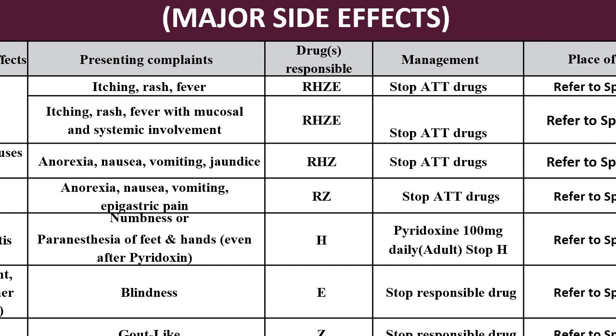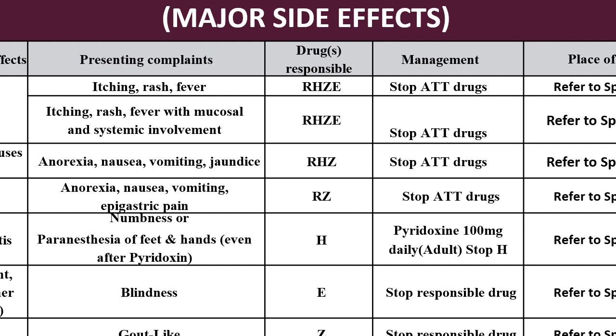Then visual impairment usually occurs due to ethambutol. We have to stop the responsible drug and refer this case to the specialist for modifying the regimens. Arthritis can present like gout and can be like SLE, and we have to stop the responsible drug, and again we have to refer him or her to a specialist for the modification of the treatment regimen.